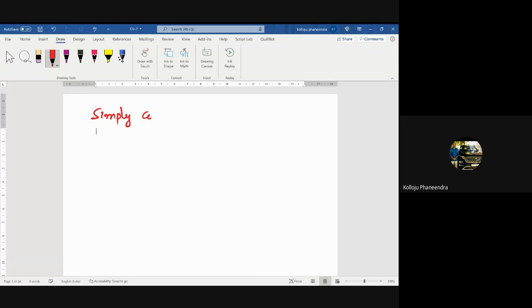Simply connected domain or region. What is the definition of this simply connected? Simply connected means not simple. Okay, see, a connected domain. A connected domain means there is no discontinuity in that domain.